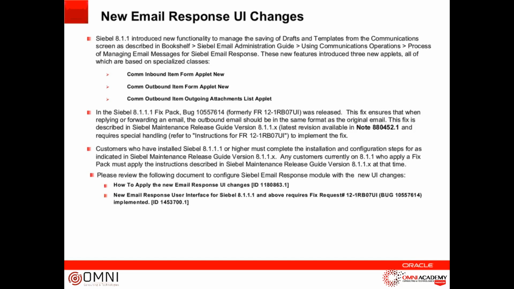These new features introduce 3 applets, all of which are based on specialized classes. The applets are COM inbound items form applet new, COM outbound items form applet new, and COM outbound item outgoing attachment list. Now in Siebel 8.1.1.1, the bug 10557614 was released. This fix ensures that when replying or forwarding an email, the outbound email should be in the same format as the original email.